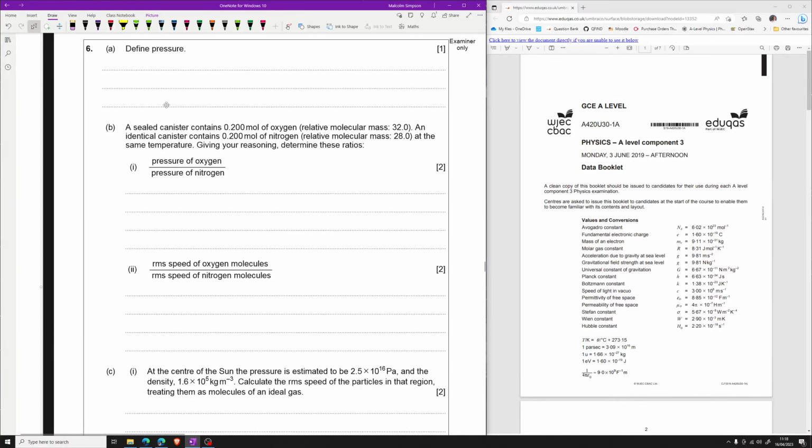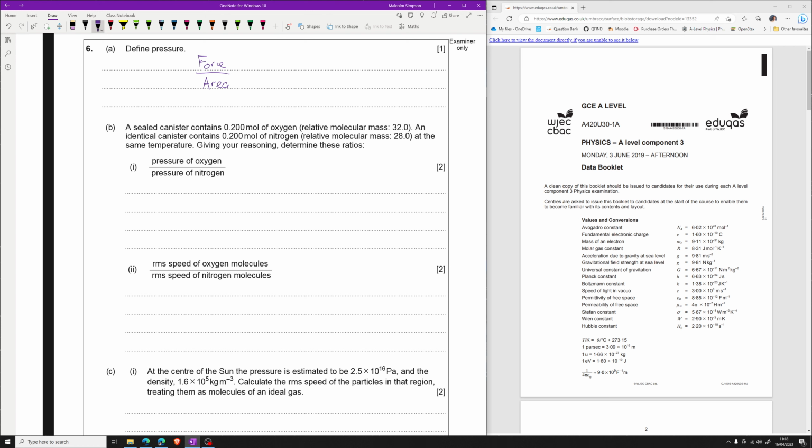On to question 6 then. And at first glance, this looks suspiciously like a gas laws question. And part A, defining pressure. Pressure doesn't have a sort of wordy definition. It is just force divided by area. I don't know of any other sentence that is used to define it.